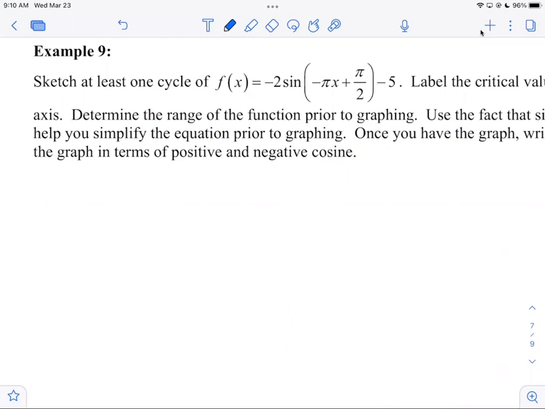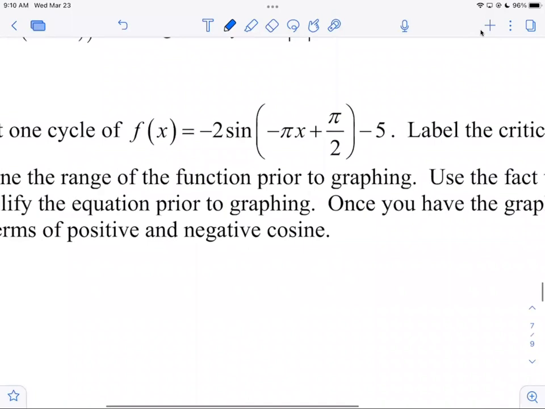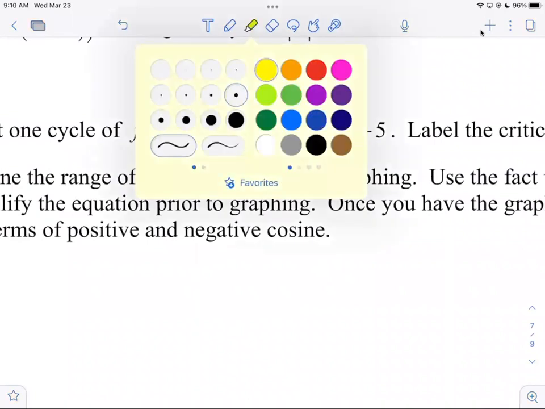It says f of x is -2 sine of. Ooh, look at the inside, right?